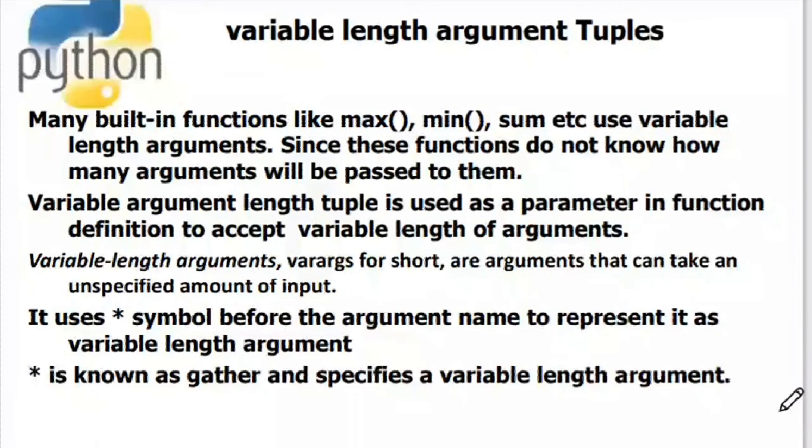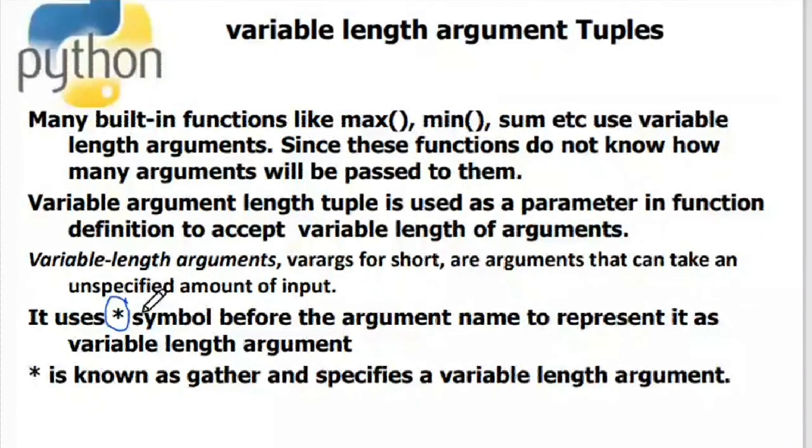How do you represent it when a method may take a list of variables, a list of elements? In that case, you can mention that the argument is going to receive a certain list of elements. So how do you represent it? You put an asterisk, a star, in front of the argument name.